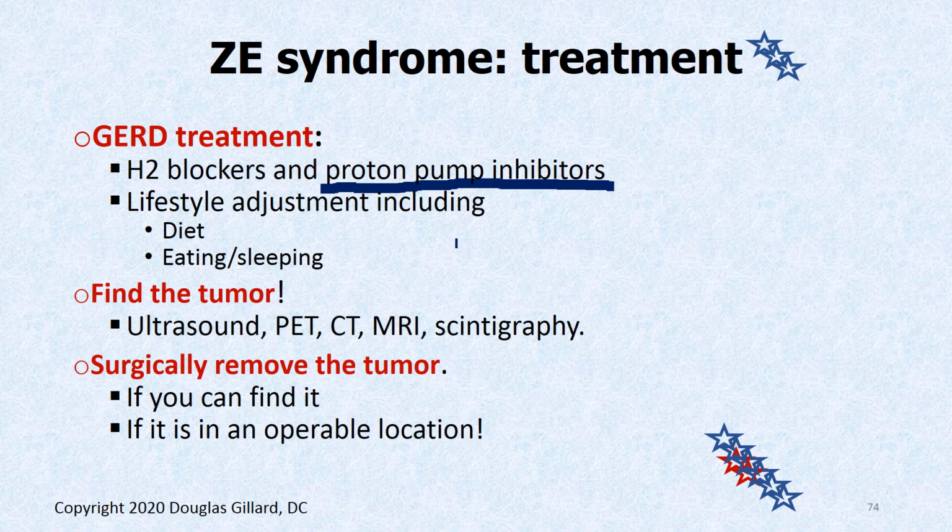You got to eat by 4 in the afternoon. Don't eat a heavy dinner. Make lunch your big meal of the day. And then find the tumor. Order a PET scan, a CT. PET scan's the best, but you look for it. You're going to have to search for that tumor.